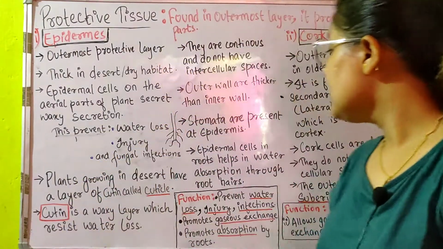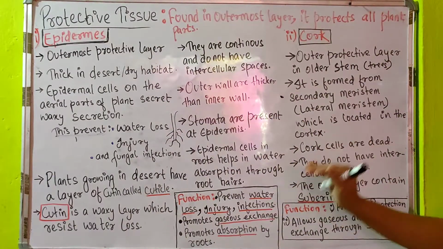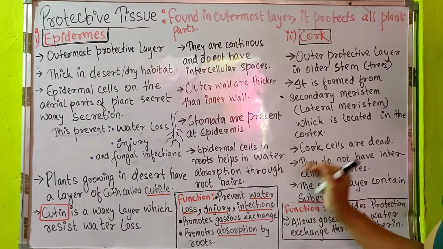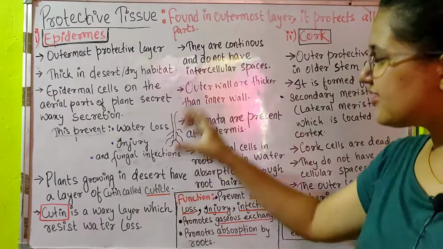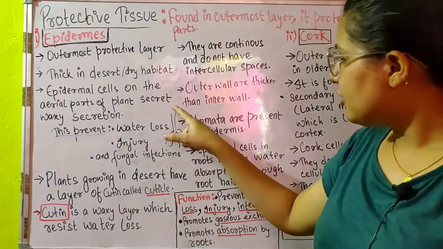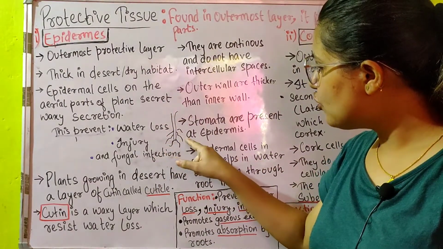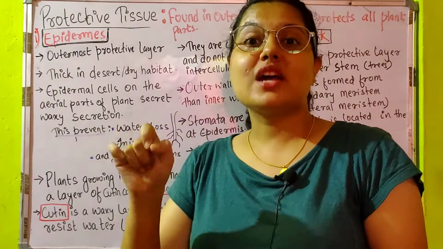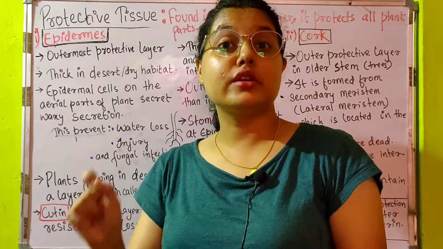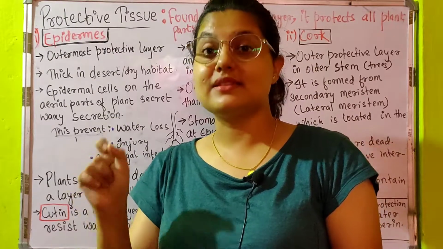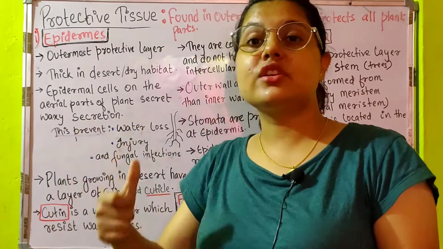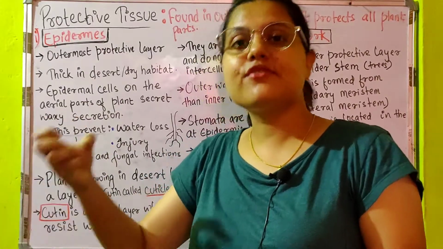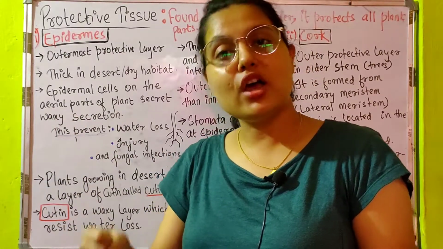Epidermal cells in the root help in water absorption through the root. Here I have made a small diagram of a root. This is the root and there are numerous small projections coming out from the root. Those are known as root hairs, and root hairs also contain epidermal cells. These root hairs help in excessive absorption of water from the soil.